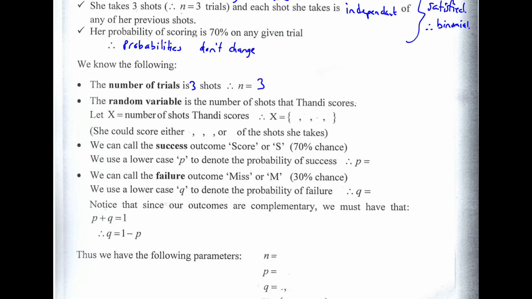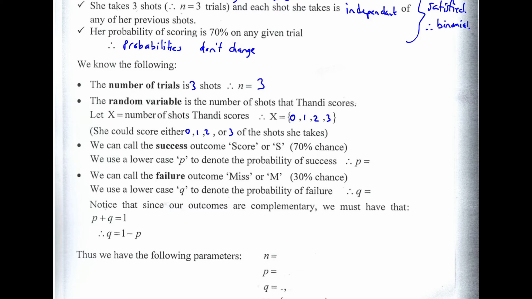So if we let x equal the number of shots Thandi scores, remember we discussed this earlier, she is either going to score 0 times, 1 time, 2 times, or 3 times. So that means she could score 0, 1, 2, or 3 of the shots that she takes.